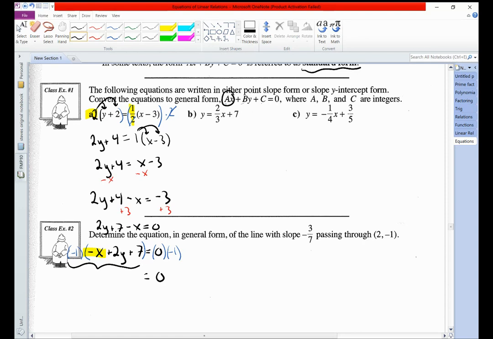Because -1 times -x is positive x. -1 times positive 2y is minus 2y. And -1 times positive 7 is -7. So we get x minus 2y minus 7 is equal to 0, and that's our final answer.